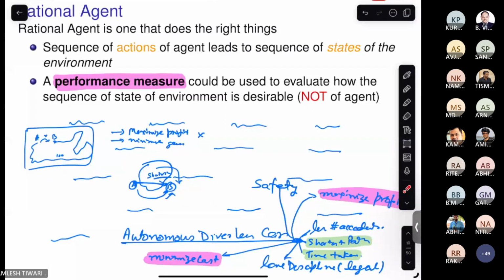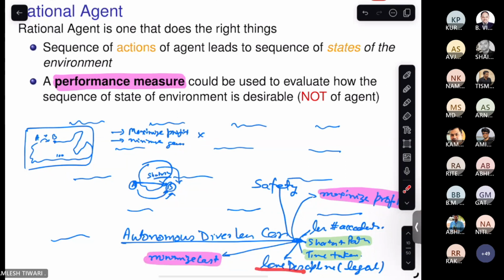Why? Because time you cannot purchase. You can purchase everything. Even if the gas is very costly, you can purchase it. But you cannot purchase the time. So if you say that minimize the cost, this is a wrong method to develop the system. This should not be the performance measure. Performance measure should be minimize the time only, not the cost.